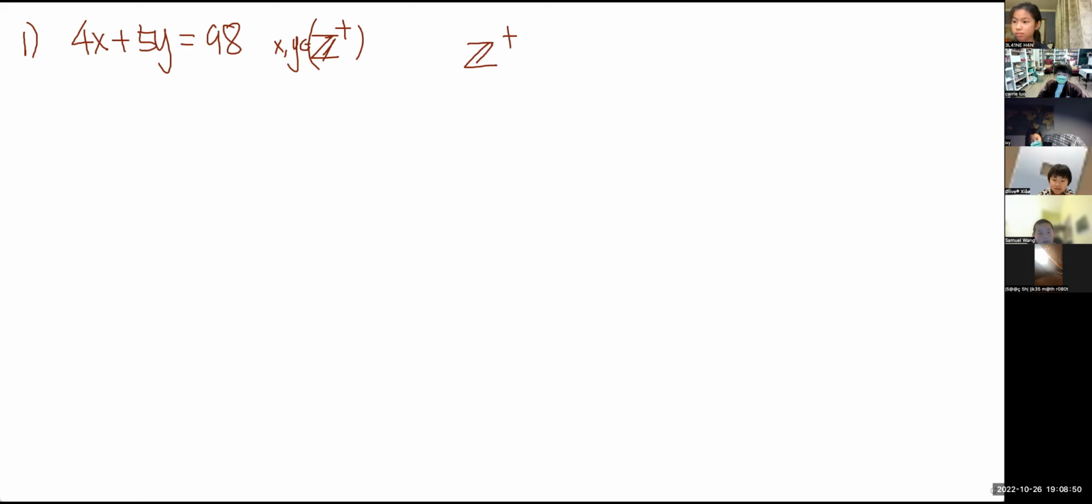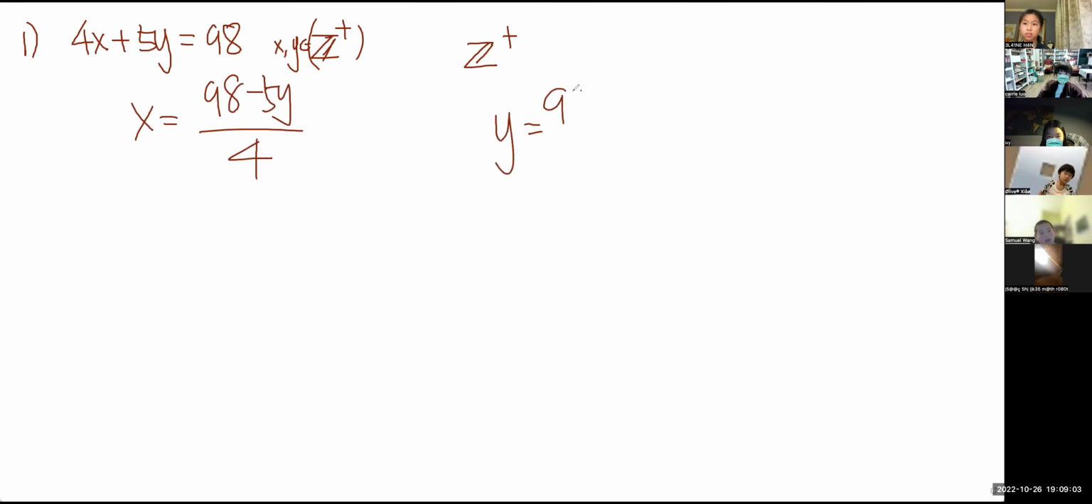Okay, everybody, let's do the next one. How do we do this? There are 2 choices. You can either set x equals (98 minus 5y) divided by 4, or y equals (98 minus 4x) divided by 5. So which one are you going to pick?